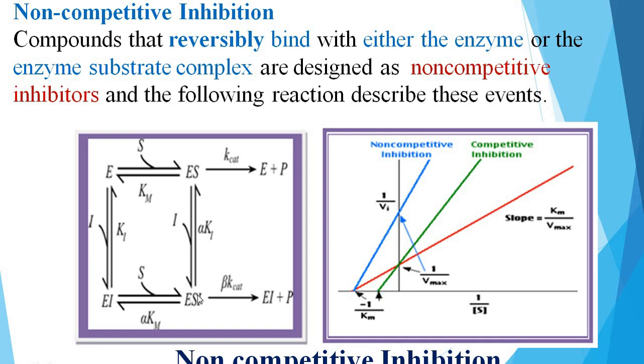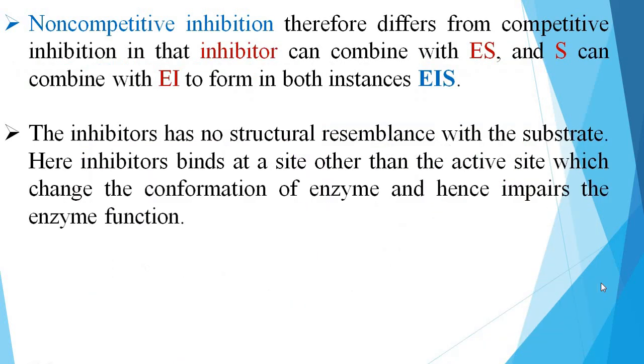So, finally, the enzyme is inhibited. The non-competitive inhibition therefore differs from the competitive inhibition in that the inhibitor can combine with the enzyme substrate complex and the substrate can combine with the enzyme inhibitor complex. In both the instances they will form the enzyme inhibitor and substrate complex. The inhibitor has no structural resemblance with the substrate, and here inhibitors bind at a site other than the active site, which changes the conformation of the enzyme and hence impairs the enzyme function.